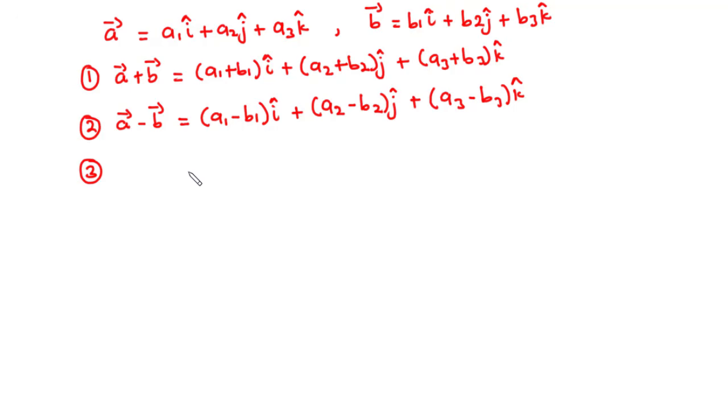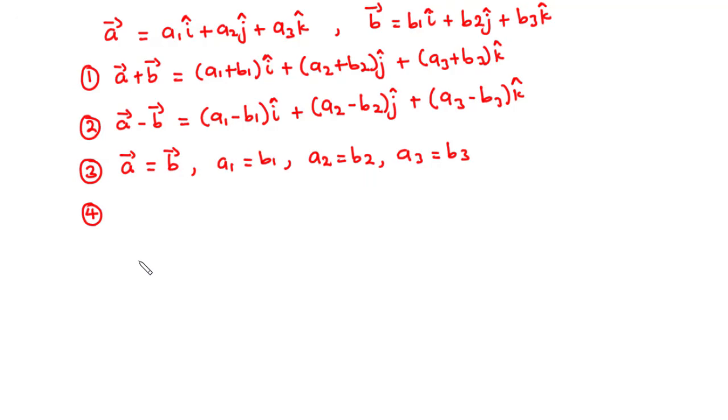Now if the two vectors A and B are said to be equal, then their corresponding components are also equal. Therefore, if vector A is said to be equal to vector B, then it means that A1 is equal to B1, A2 is equal to B2, and then A3 is also equal to B3.